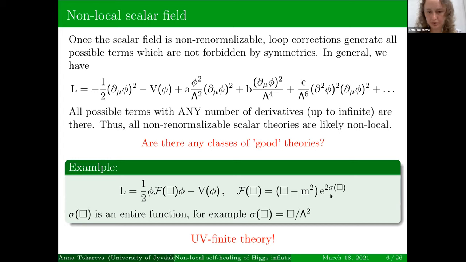If we take a non-local form factor of the following form, where there is an exponent of an entire function, for example, it can be taken that sigma box is box over some scale squared. Then this theory doesn't have ghosts. It has only one degree of freedom. But it's important to have here the exponent of an entire function. An arbitrary form factor would in principle lead to an infinite number of ghosts. But this can be avoided.